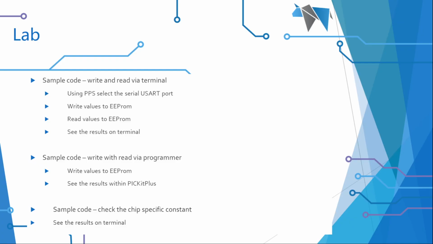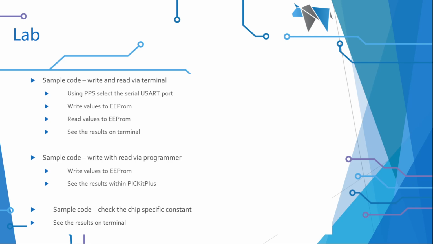So what we're going to do is hook up the terminal. We're going to make sure that works in terms of the USART, make sure that all works. Then we're going to write out the EEPROM, read it back and see the results. And then we'll do the same using a programmer so we can see the things on the programmer.